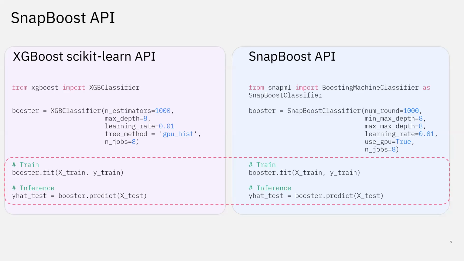And on the right-hand side, you see the SnapBoost API. Again, it's very similar. Instead of setting the max depth, we can set a min max depth and max depth. This is part of the stochastic element of SnapBoost. It can choose the max depth at each iteration randomly between the min and the max. And we also support GPU acceleration via the use GPU flag here. And again, the fit and predict follows the widely popular scikit-learn API, so it can plug into any pipelines or applications which may be expecting estimators with those methods.